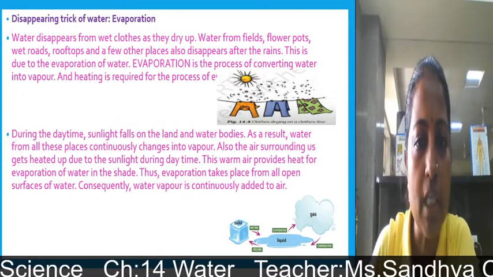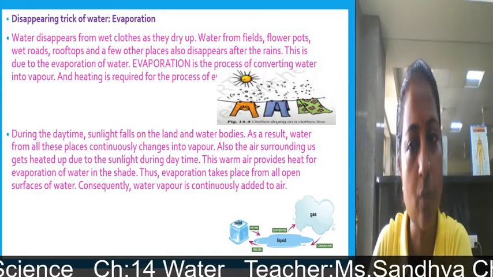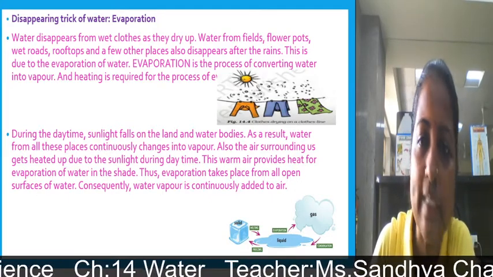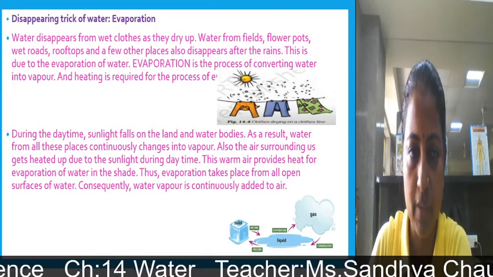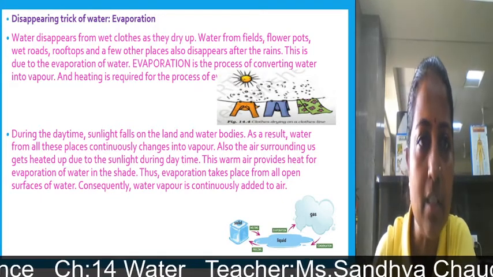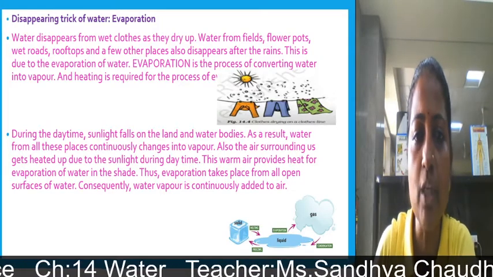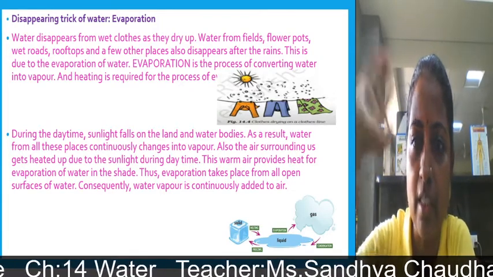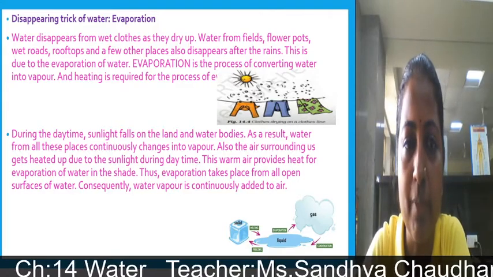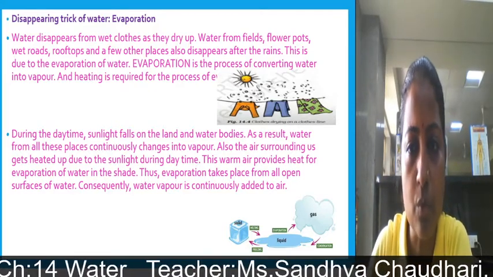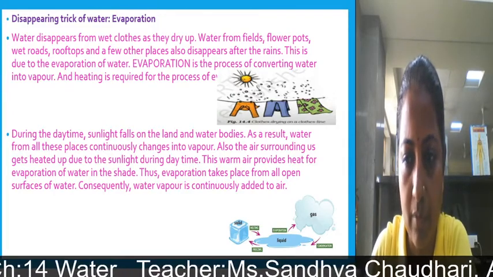Thus, the evaporation takes place from all open surfaces of water. Consequently, water vapor is continuously added to the air. So, these are the disappearing tricks of water through evaporation. Actually, we are not able to see the vapors when they are mixing into the atmosphere, but because of heat, the evaporation process is continuously going on in the atmosphere.